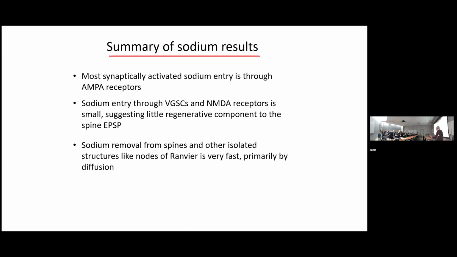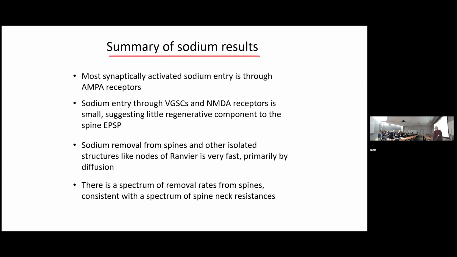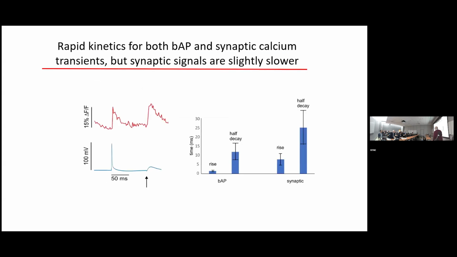Okay, so let me just quickly mention a couple of calcium results. I don't have enough time. It looks like the calcium signal from the voltage backpropagating action potential and from the synaptic response is very similar, but actually they're different. The half decay is slower from the synaptic response compared to the backpropagating action potential.